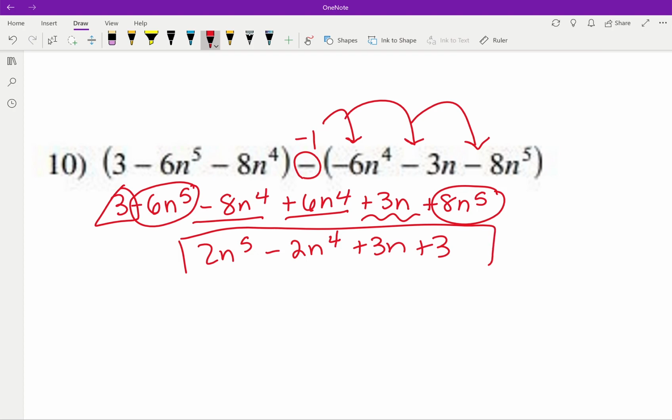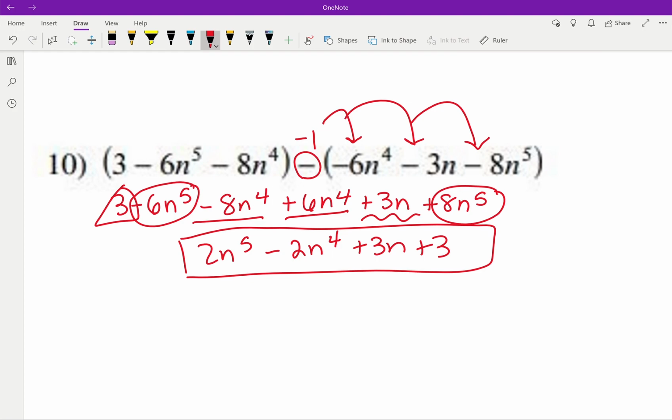So that's my answer. So all you're doing is seeing if there is a plus sign or a minus sign. If there's a minus sign, you distribute a negative 1 inside the parentheses, and then you combine like terms with the variables that have the same exponents.